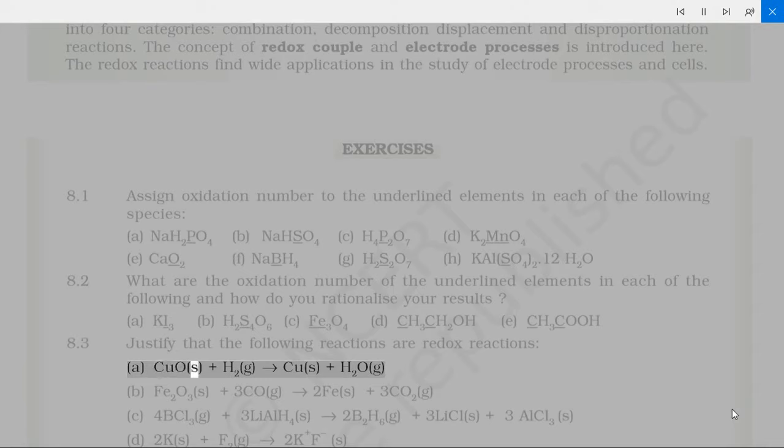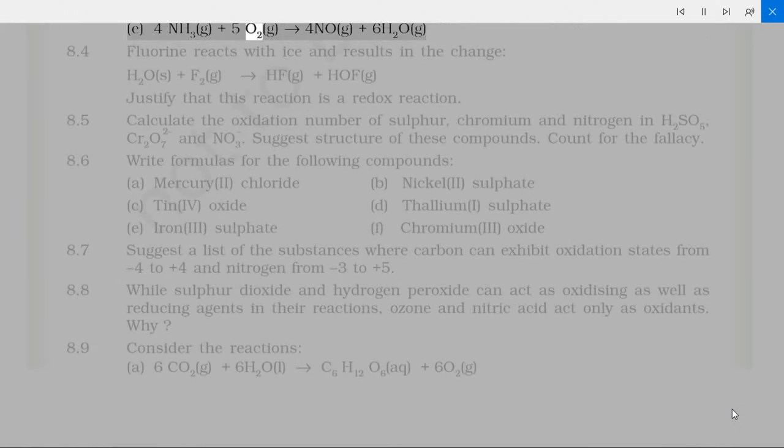A, CuO(s) + H2(g) → Cu(s) + H2O(g); B, Fe2O3(s) + 3CO(g) → 2Fe(s) + 3CO2(g); C, 4BCl3(g) + 3LiAlH4(s) → 2B2H6(g) + 3LiCl(s) + 3AlCl3(s); D, 2K(s) + F2(g) → 2K+F−(s); E, 4NH3(g) + 5O2(g) → 4NO(g) + 6H2O(g). 8.4 Fluorine reacts with ice and results in the change: H2O(s) + F2(g) → HF(g) + HOF(g). Justify that this reaction is a redox reaction.